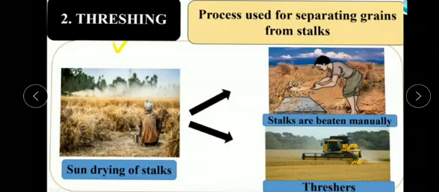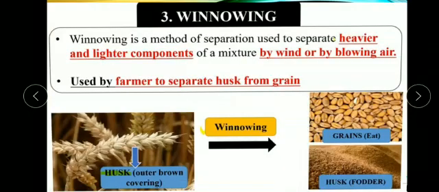So now let's move forward to the third type of separation, that is winnowing. Let's take a look at this picture. This is a wheat plant. In threshing we have separated grains from stalk. What did we do in threshing? We separated the grains from the stalks.